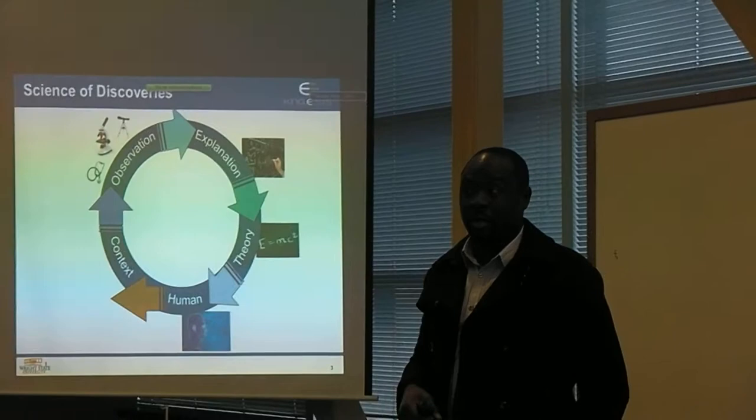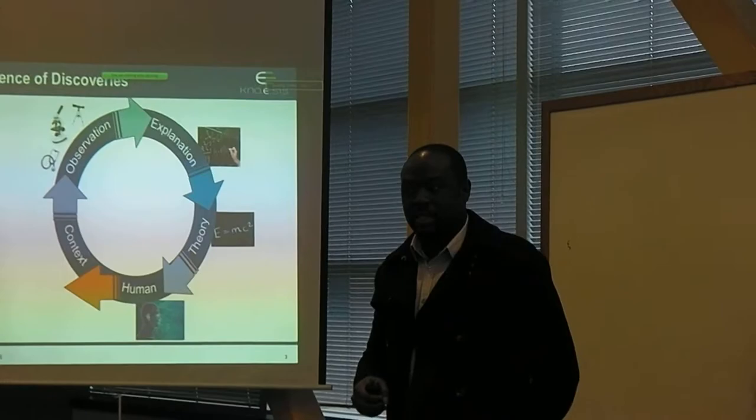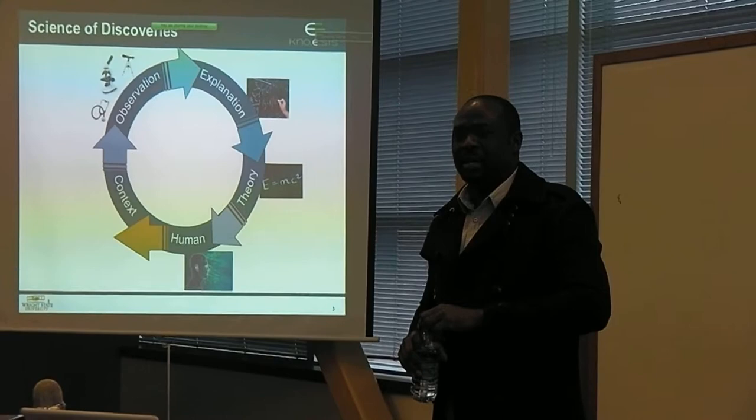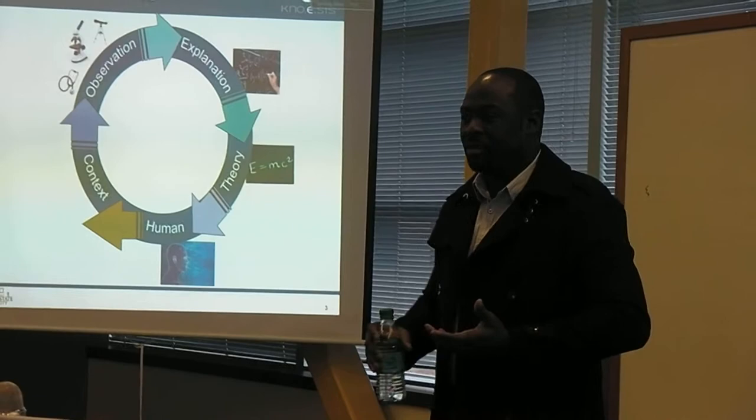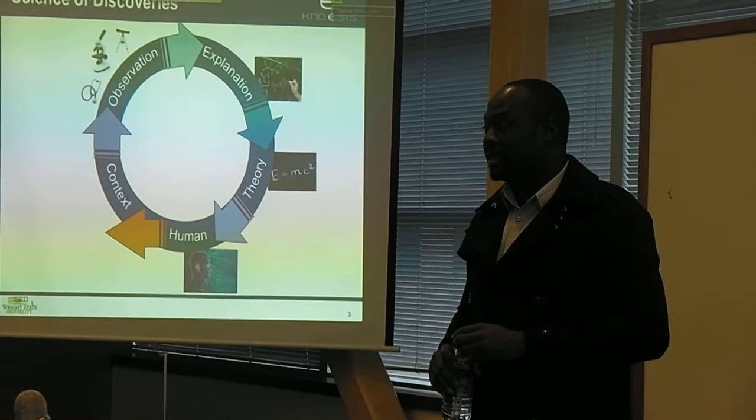Humans are able to do this, I believe, because they're able to process context. In the case of Sutton, he was able to essentially make an association between what he observed and what Mendel observed because of his experience, his acumen, his insights, his background knowledge. Machines are not able to process context as well as humans can.